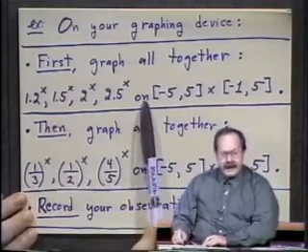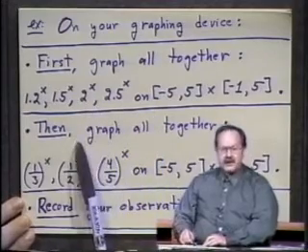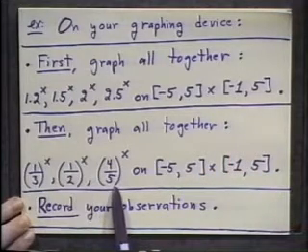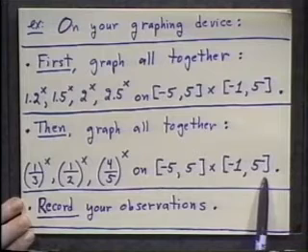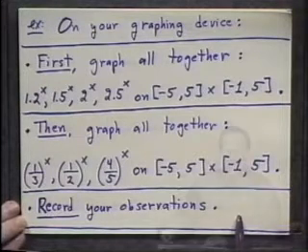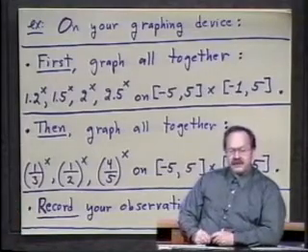Then once you've looked at that and looked at your observations from that, then you can delete all of these and graph all together the following: 1/3 to the x, 1/2 to the x, and 4/5 to the x on the same window as above. And in both of these cases, record your observations. And then when we come back, we'll talk about what you saw, and I'll give a couple of examples.